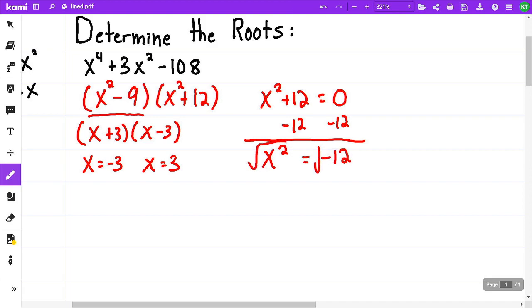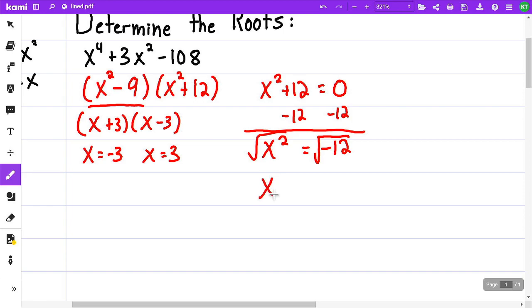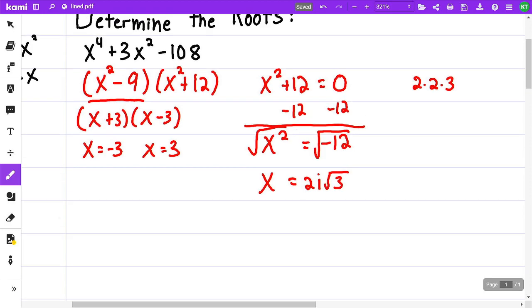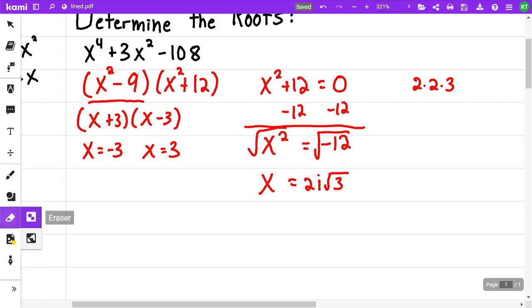Then I take the square root of both sides and I get x is equal to, now the square root of negative 12 would give us an imaginary number. So that would be i, and I have to factor my 12. So my factors of 12 are 2 times 2 times 3. So I take out my pair of 2's and leave my 3. So it's going to be equal to 2 root 3. And we have to remember here, because we took the square root and we have an imaginary, it's going to come as a conjugate pair. So it's going to be plus or minus 2i root 3.